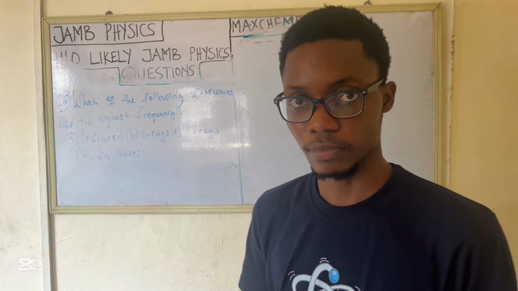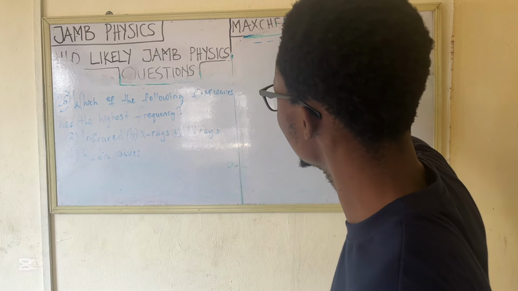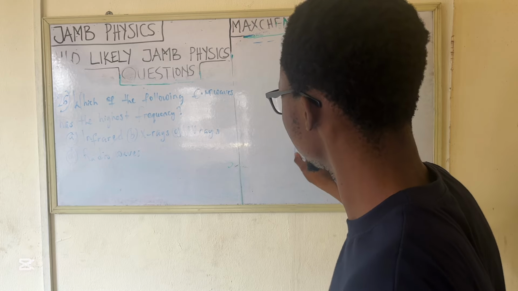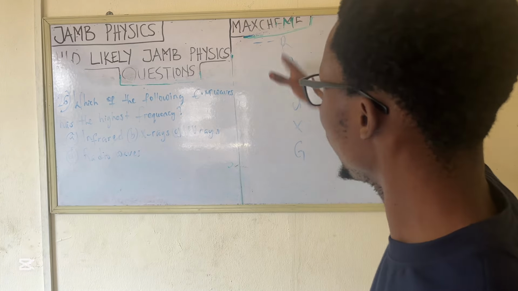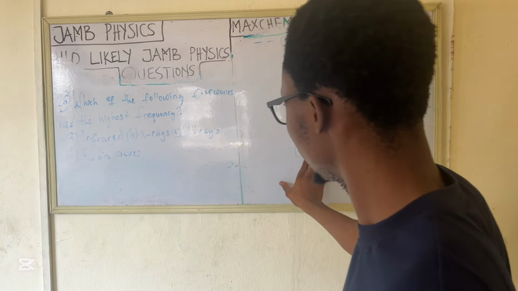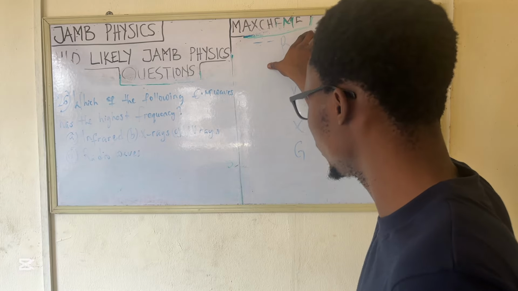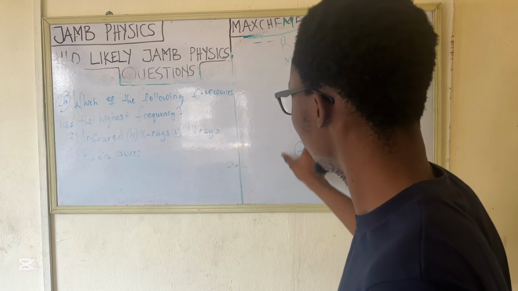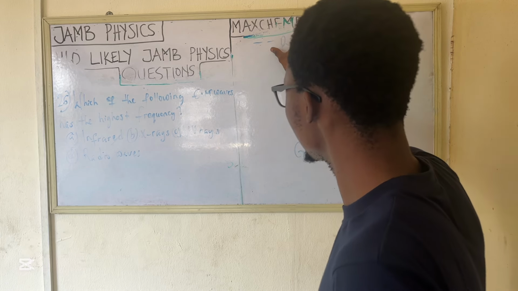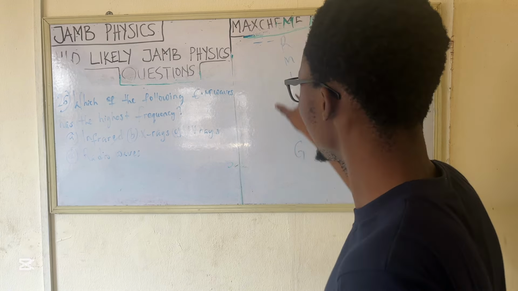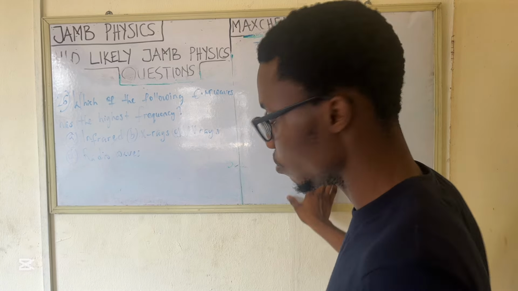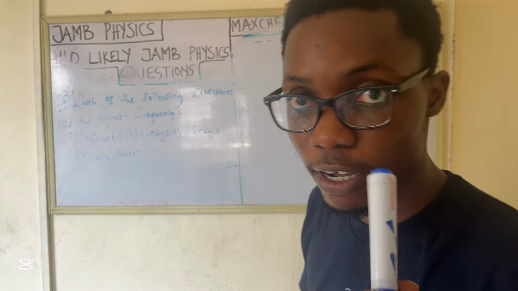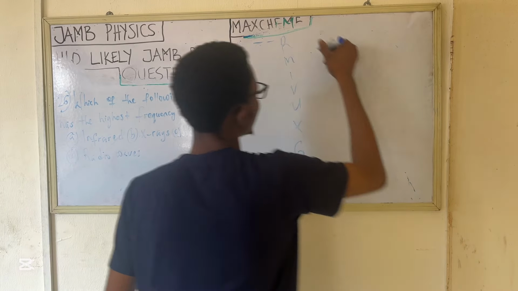Now look at this. We have R, M, I, V, U, X, G. Now these are all electromagnetic waves, but the way they are arranged here, they are in order of decreasing wavelength and increasing frequency. All the way from radio wave to gamma wave, we have decreasing wavelength, and also increasing frequency.